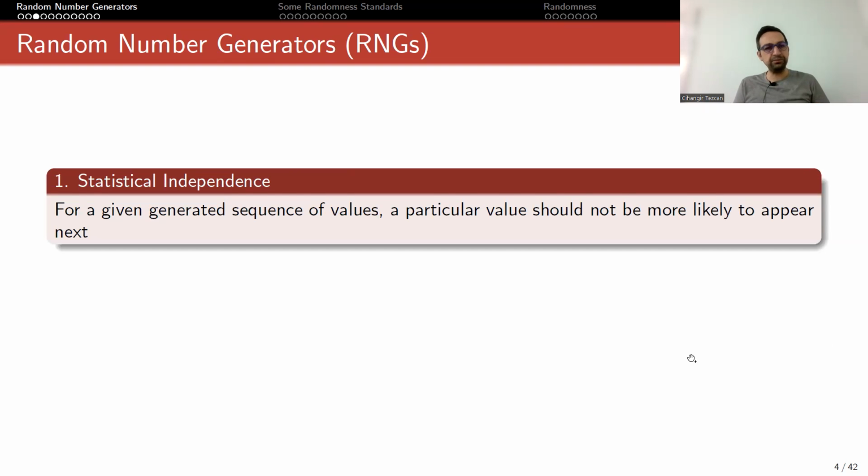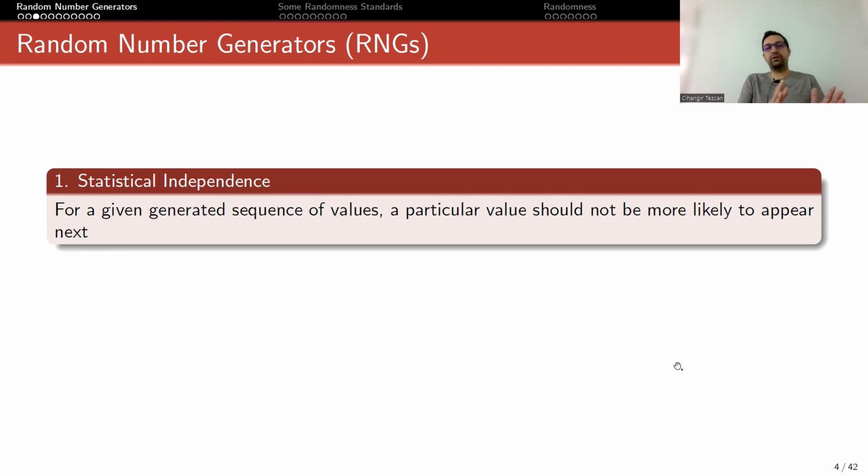Okay, so let's focus on these properties. Statistical independence. For a given generated sequence of values, a particular value should not be more likely to appear next. So what does this mean? I have a random number generator. I produce a sequence of values. If it is a bit generator, I produce, for instance, a few billion bits. Just by looking at those bits, you shouldn't be able to guess the next one. The next bit will be either 0 or 1. So your probability of guessing is no different than flipping a coin, right? With probability 1/2, you can guess the next one. But if you look at the previously generated bits, you shouldn't have any more advantage. So your guessing probability shouldn't be something like 1/2 plus some epsilon. This is the idea.